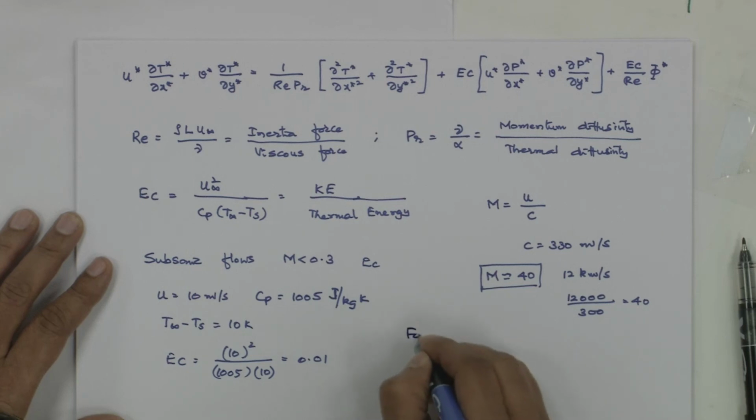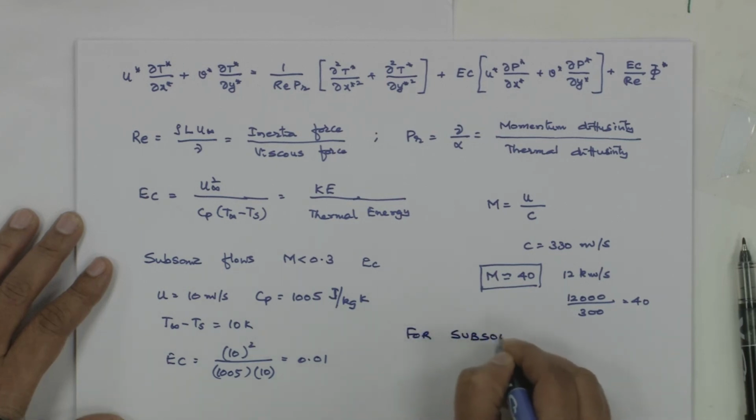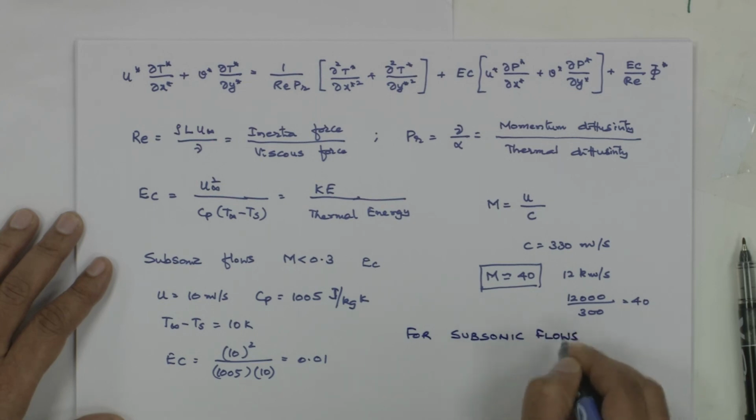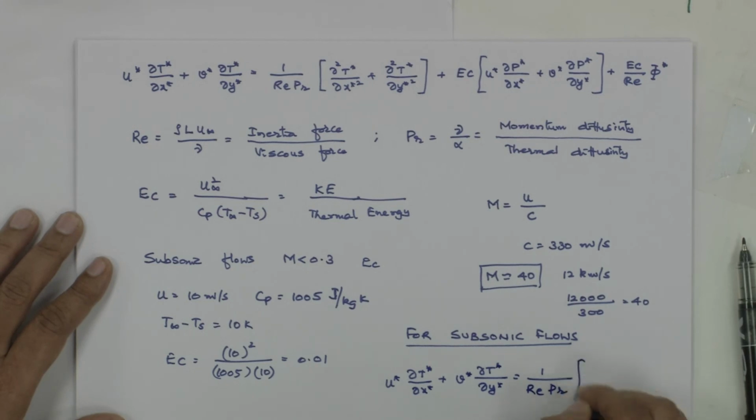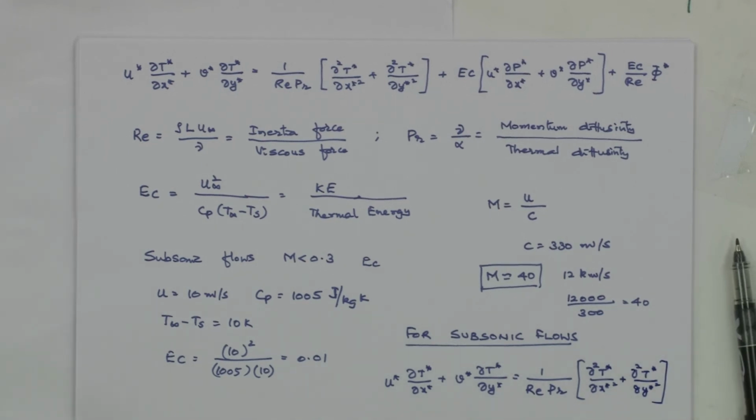So for subsonic flows, your energy equation reduces to U star del T star by del X star plus V star del T star by del Y star equal to 1 by Re Pr into del squared T star upon del X star squared plus del squared T star upon del Y star squared. So much about similarity. With this, we have completed similarity and identified all the non-dimensional numbers which you get from the momentum equation and energy equation. Thank you.